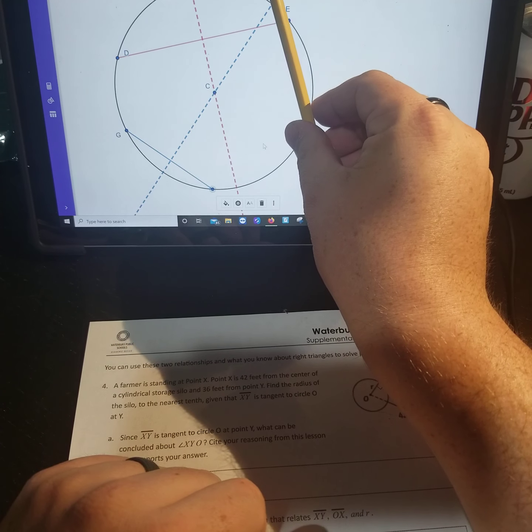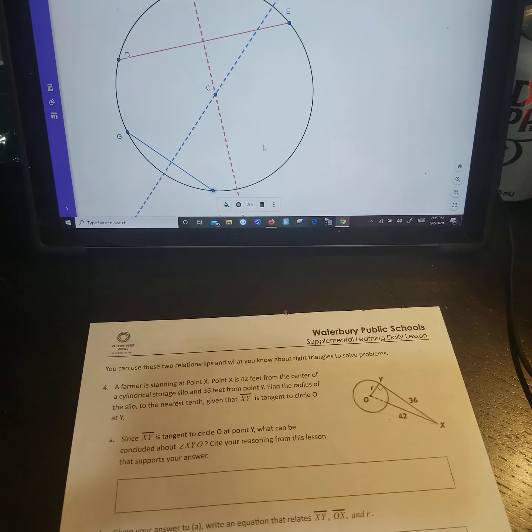I don't know if you can see. There you go. It would cross at more than one point. It has to be, by logic. Back to this.